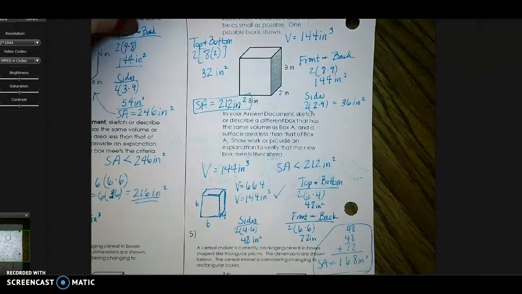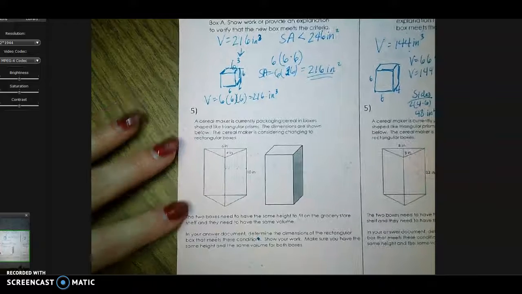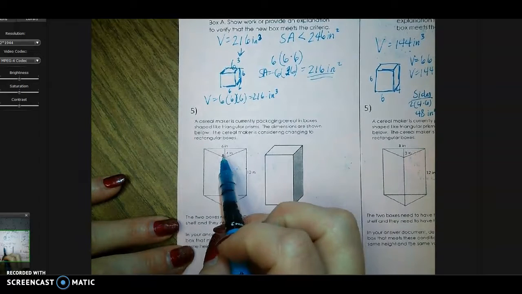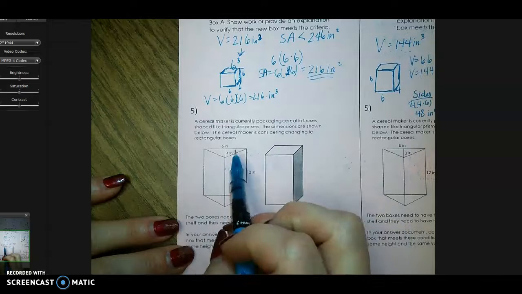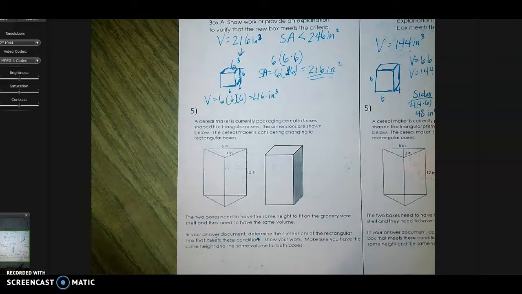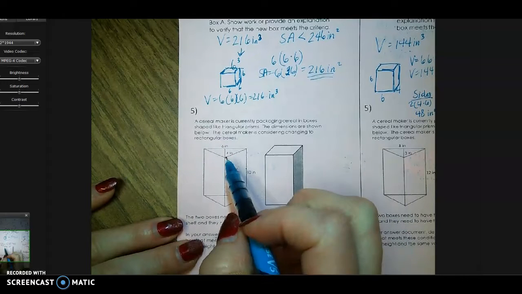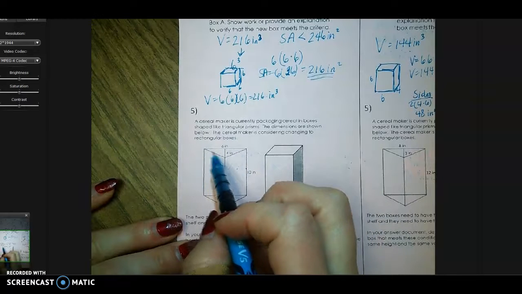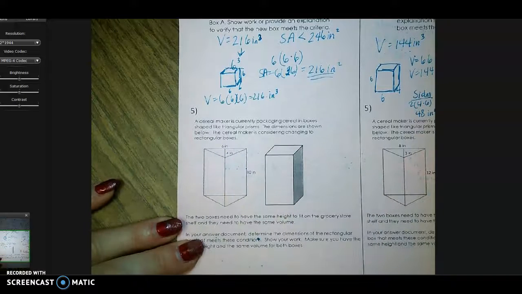The next one that we're going to do then is number 5. And it says a cereal maker is currently packaging boxes of cereal in boxes shaped like triangular prisms. The dimensions are shown below. The cereal maker is considering changing to rectangular boxes. Now when I have a shape that's not a rectangle or square on the bottom, I just have to find the area of the shape of the bottom or the base.